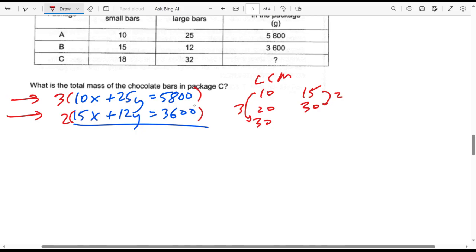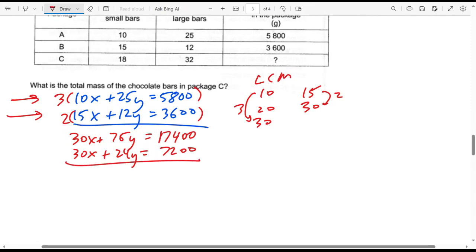Don't forget you have to multiply all of it. Common mistake, people will do this: 30x plus 75y is equal to 5,800. They'll forget to multiply that third one. That's super common. I totally get it. But we have to multiply everything. So 17,400. That's a 17, right? And then 30x plus 24y is equal to 7,200.